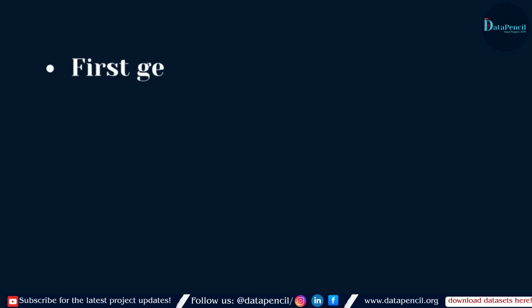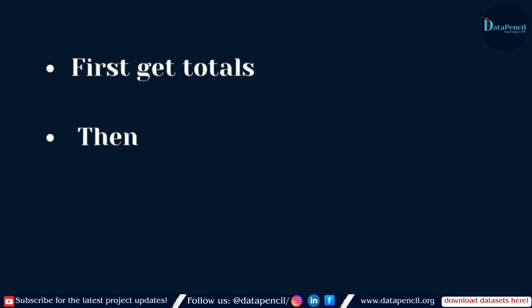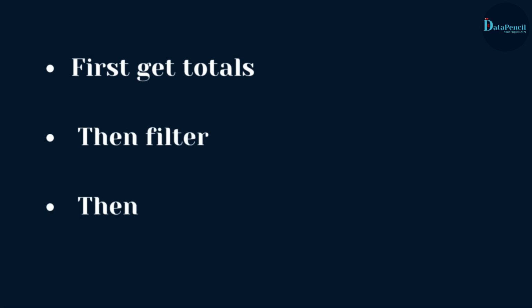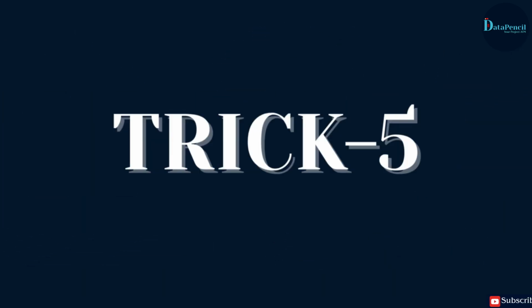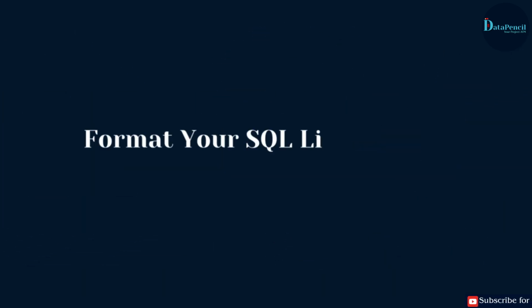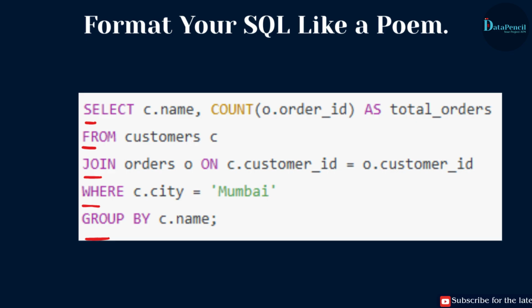So in short, what we did, we first got the totals. Then we used the filter, like where count is greater than 3, and then the decoration. Decoration means to decorate the output with the names and city. Now the next trick is format your SQL like a poem. Pro SQL is readable SQL. Use proper indentation, line breaks, and aliases. Something like this. To develop a pro habit, don't squish everything into one line. Make it readable like a poem.